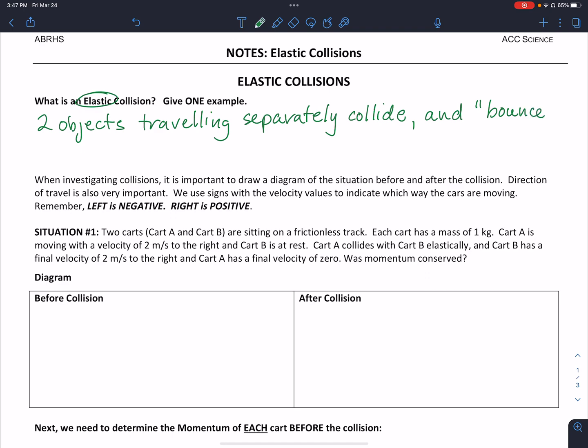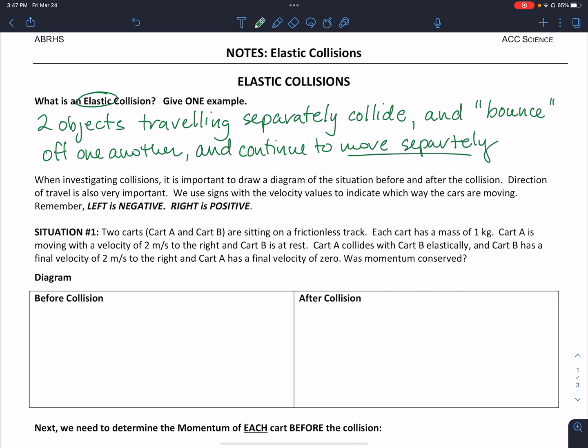Now the word bounce here is more for a visual. They don't bounce necessarily, it depends on what the object is. But they bounce off one another and continue moving separately. This is the important part, they move separately. If you remember, an inelastic collision is defined as two objects that interact and then move together after the collision. So an elastic collision varies in that the two objects bounce off each other and continue to move separately afterwards.